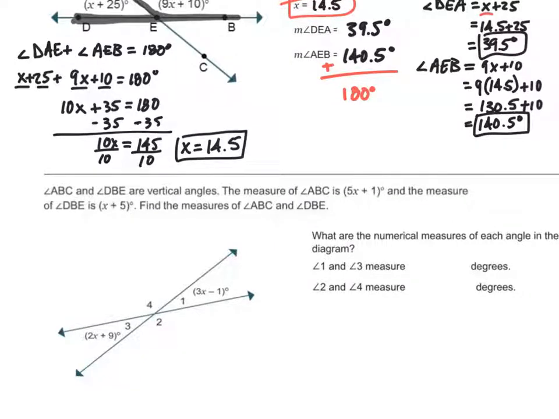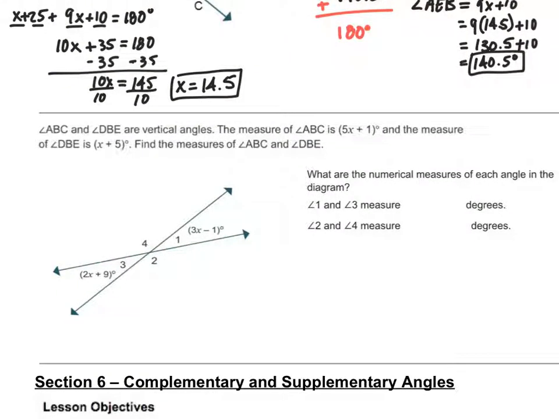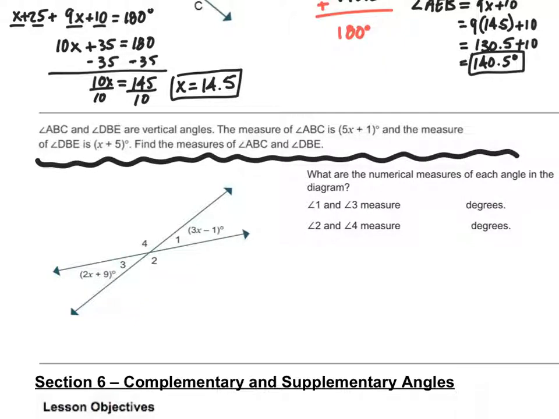All right, let's take a look over here. I've got two problems left here, and on this first one, I'm going to separate them. So here's what we know. We know that ABC and DBE are vertical angles. If they're vertical angles, that means that they are congruent. The measure of ABC is 5x plus 1, and the measure of DBE is x plus 5, and it wants us to find the measures of both those angles.